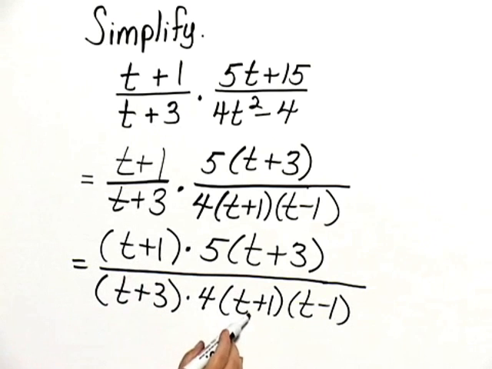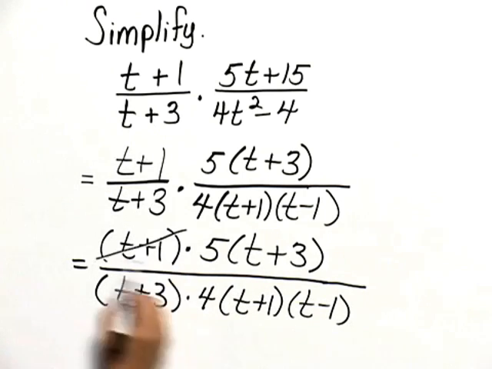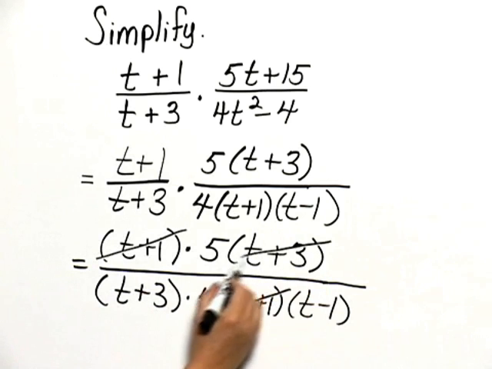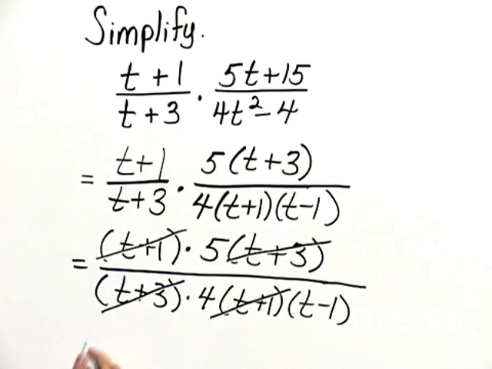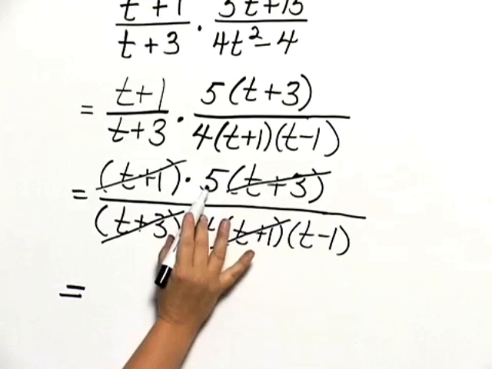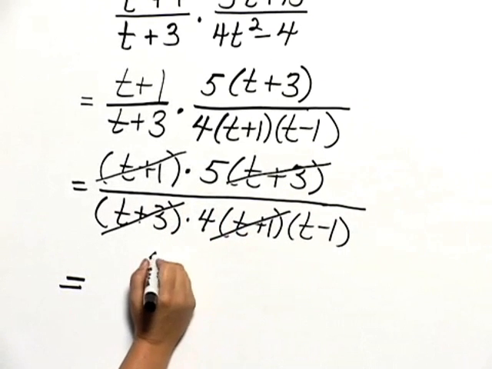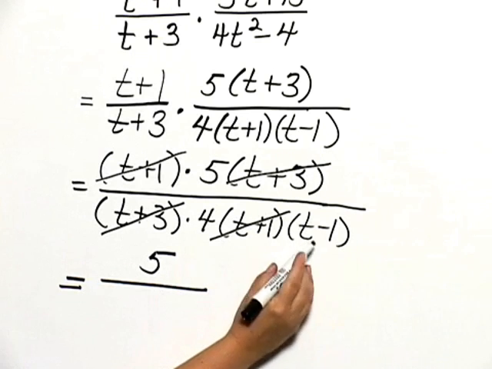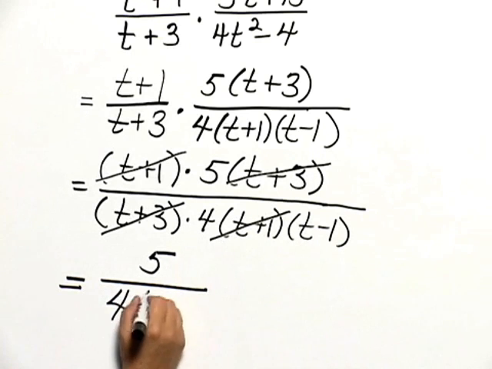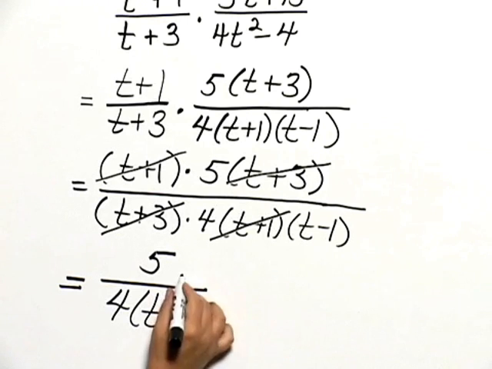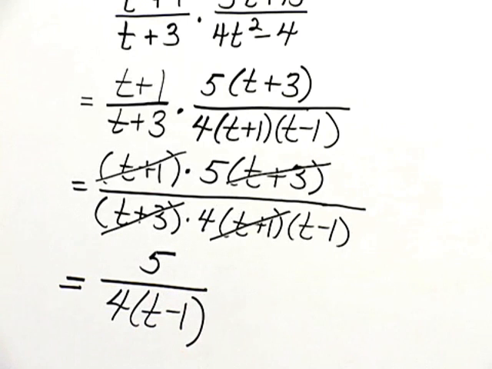(t + 1) over (t + 1) is 1, and (t + 3) over (t + 3) is 1. Now when we cancel, be very careful that you look across in the numerator and see do you have a 5 left. In the denominator we have a factor of 4 and a factor of t − 1. And there's no need to multiply that out. The simplified form is 5 over 4 times (t − 1).